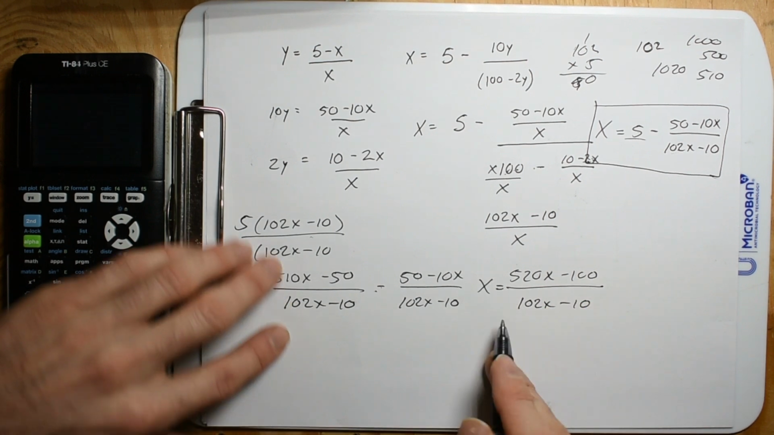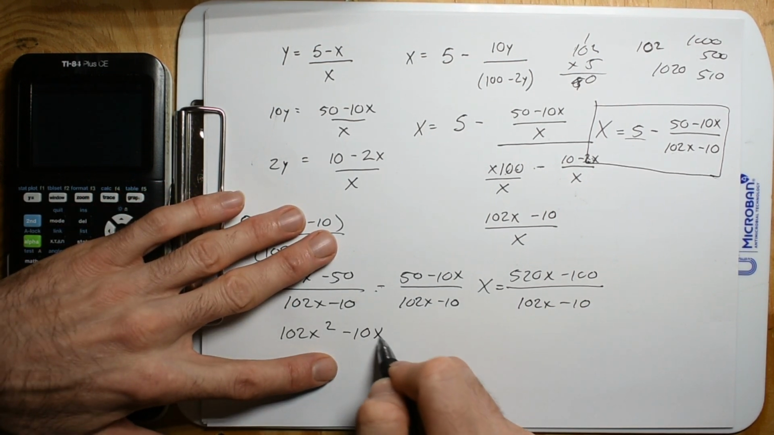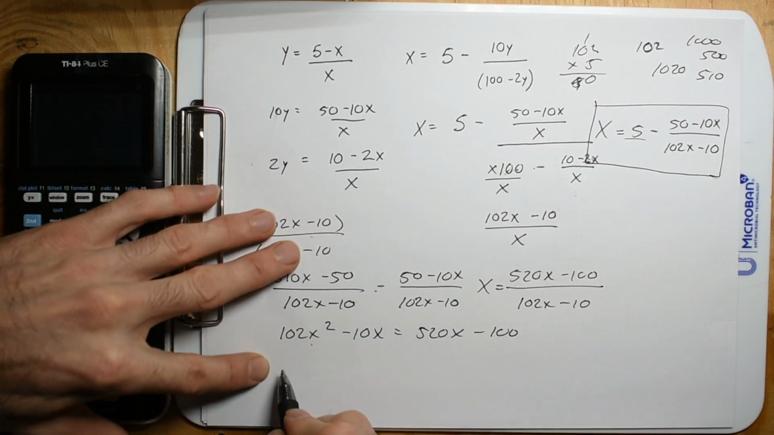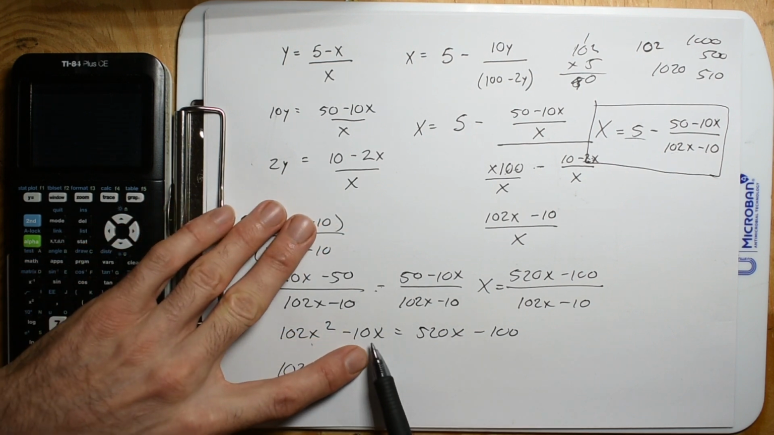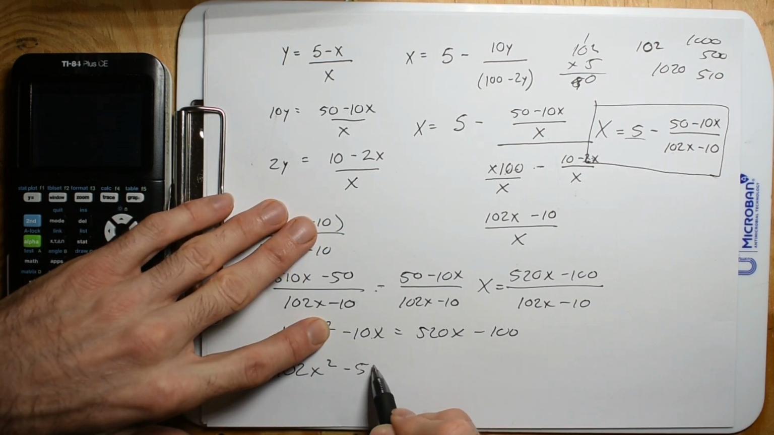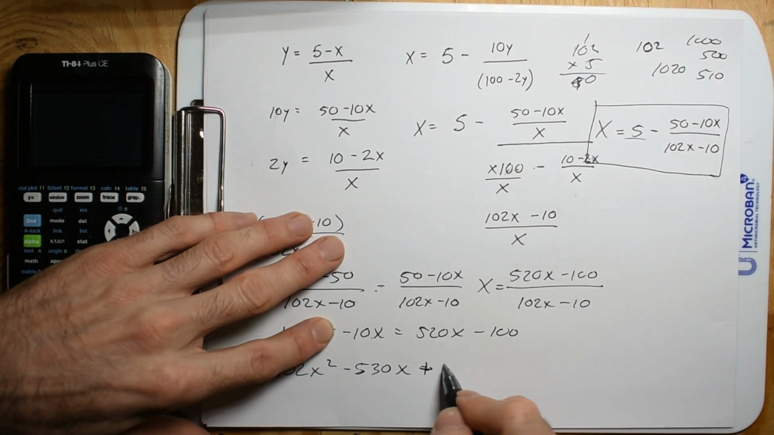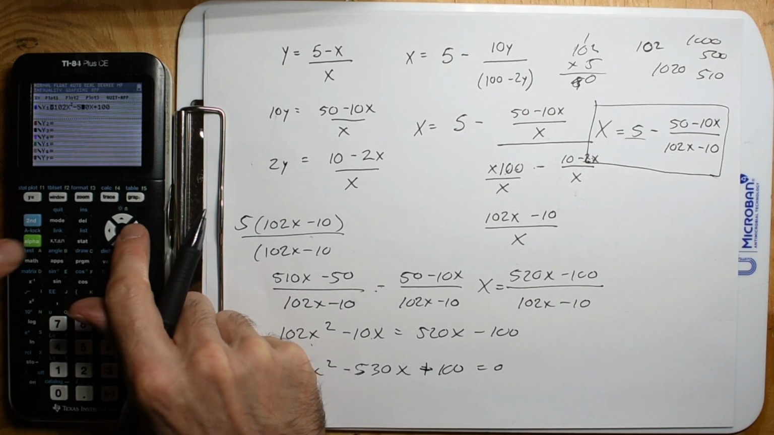Cool. Now this is just equal to x. So now I'm going to have 102x squared minus 10x is equal to 520x minus 100. So get this over here, 102x squared. I have negative 10. I'm going to subtract 100. So I'm going to have minus 530x plus 100 is equal to 0. Alright, so now I should have the right answer.